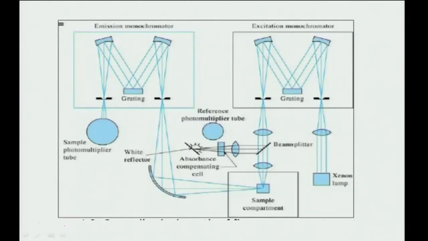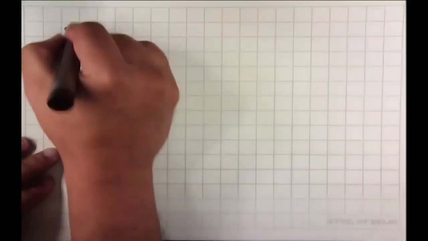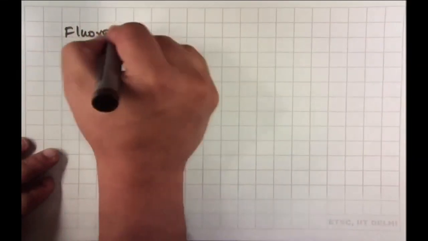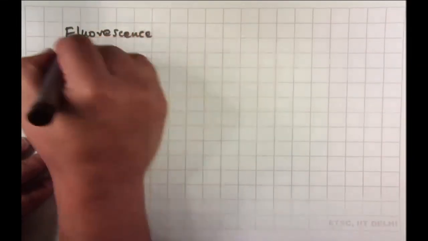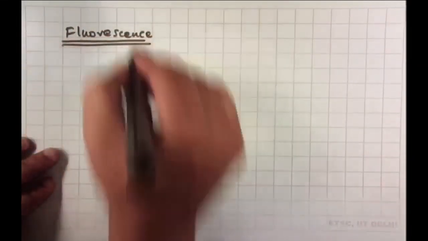Okay. Now, this is like the layout you saw for an absorption spectrometer, this is the layout for a fluorescence spectrometer. But let us not go there, let us do a quick derivation. Okay. So, let us talk about fluorescence a little bit.